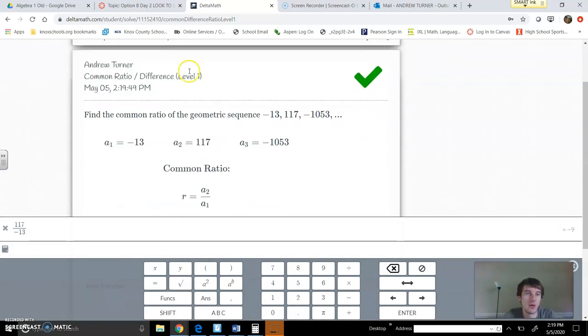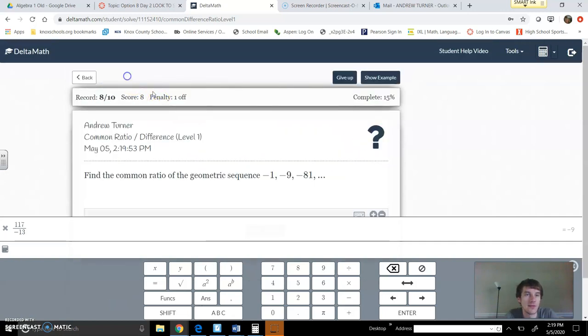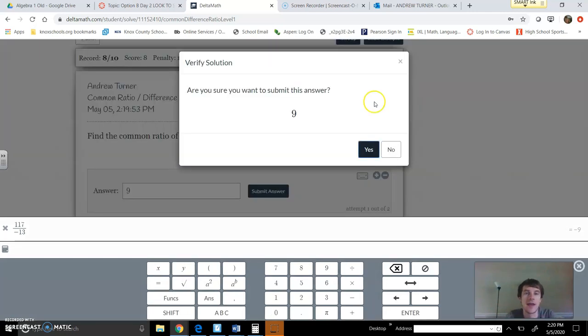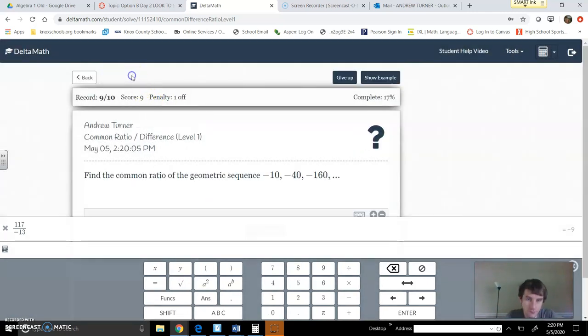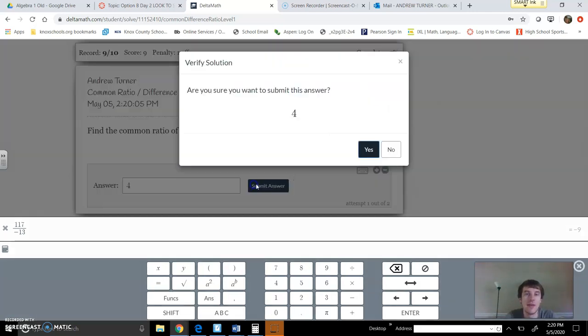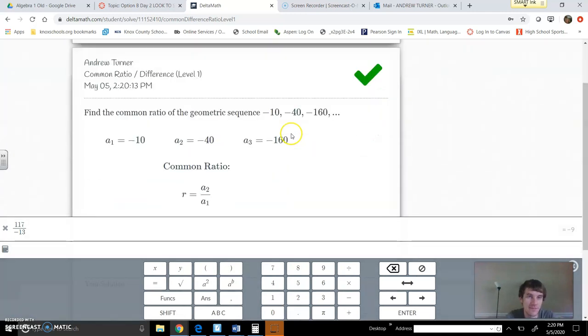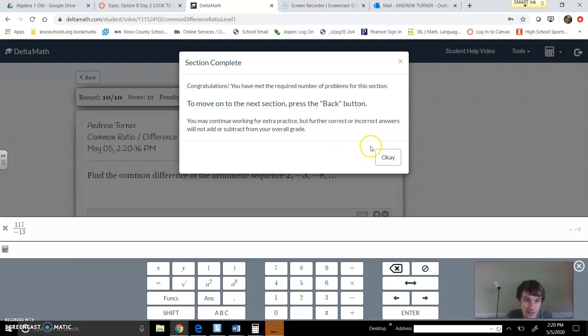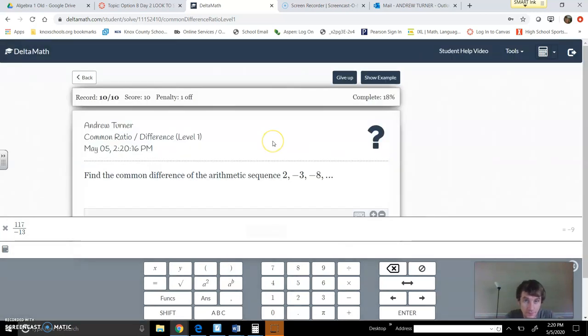Okay, so maybe we'll get one more. Maybe there's an arithmetic problem. It's another geometric. Negative 9 divided by negative 1. See, I'm multiplying everything by 9 here. Negative 1 times 9, negative 9. Negative 9 times 9, negative 81. So I've almost cleared this one. These were all geometric. Negative 40 divided by negative 10. It looks like they're multiplying by positive 4. Okay. Now, this is an example of I can stop, 10 out of 10, says you are good to go.